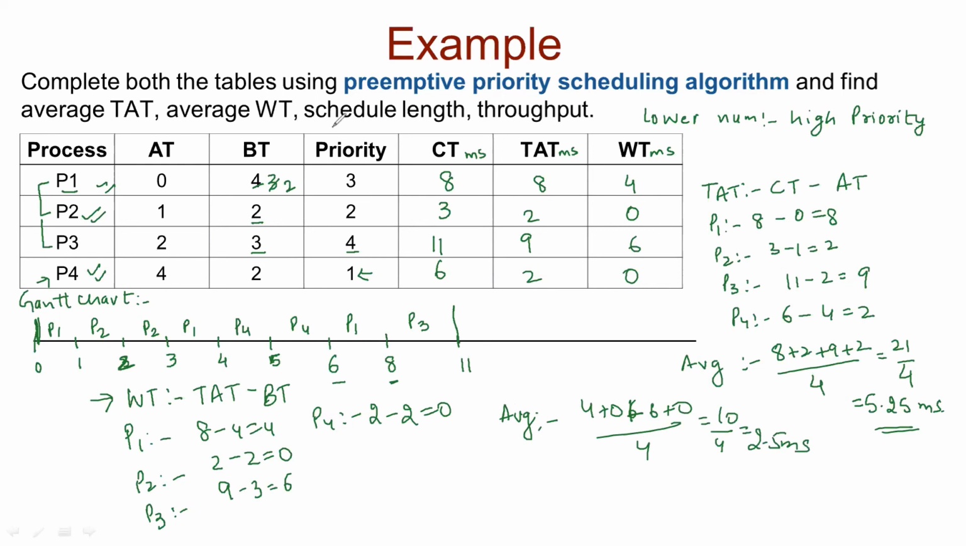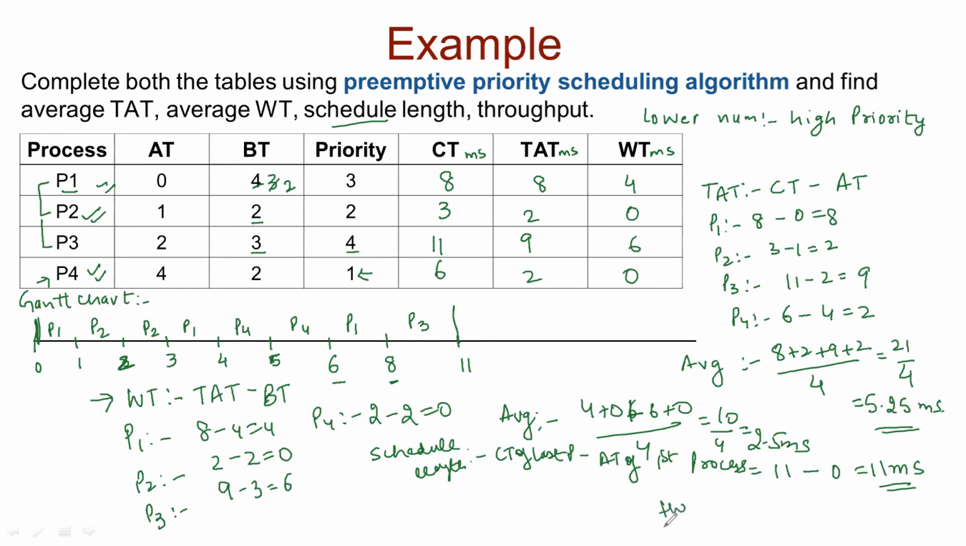Now schedule length. Schedule length, we all know, you must have learned. Completion time of last process minus arrival time of first process. You can refer to previous videos for better understanding of schedule length. So it is the time during which scheduler is active. So last process completion time is 11. 11 minus starting, when it started, 0. So schedule length comes out to be 11 milliseconds. Okay. It is duration in time.